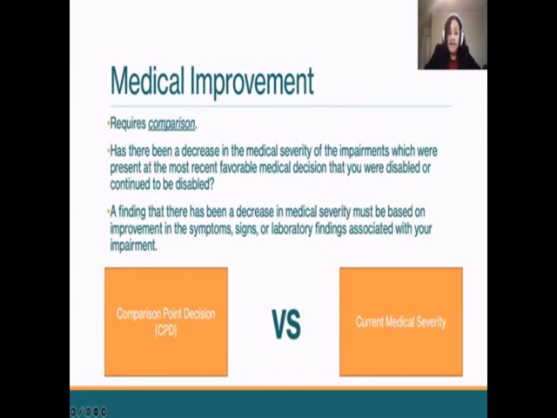Medical improvement is a finding that there has been that decrease in medical severity, and it must be based on improvements in symptoms, signs, or laboratory findings associated with the impairment. So again, I said this requires comparison. So what Social Security is doing is that they're looking at the comparison point decision, or CPD, and they're comparing it to the current medical severity. I will discuss on the next slide more about the comparison point decision, but you're looking at the most recent favorable medical decision that Social Security has made.